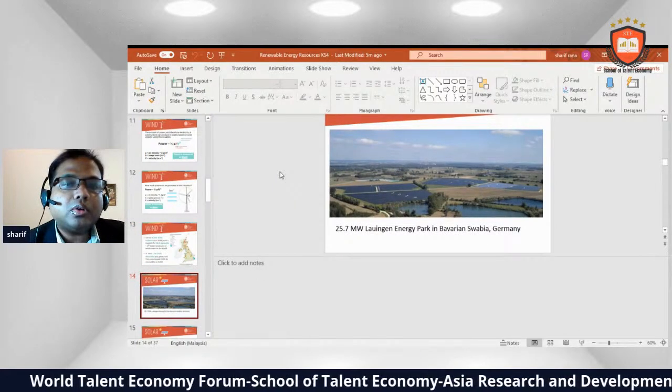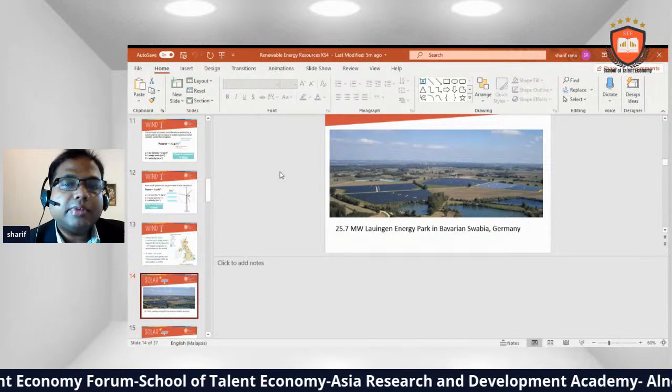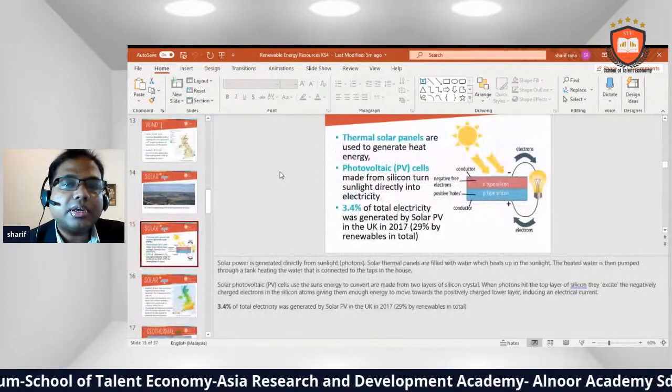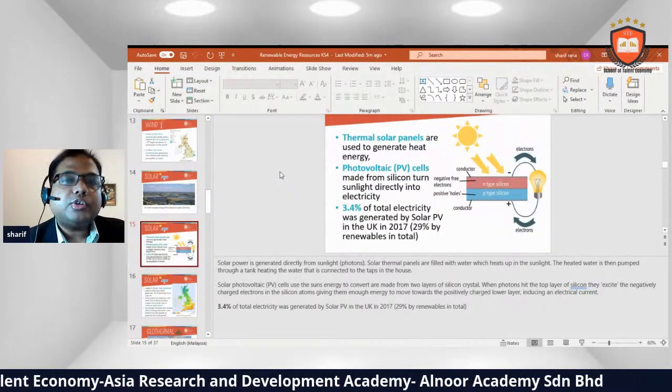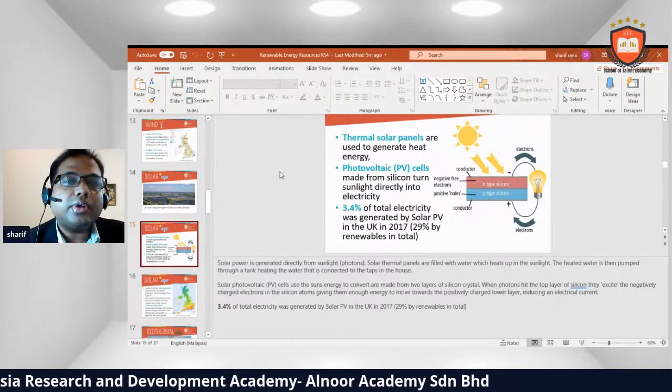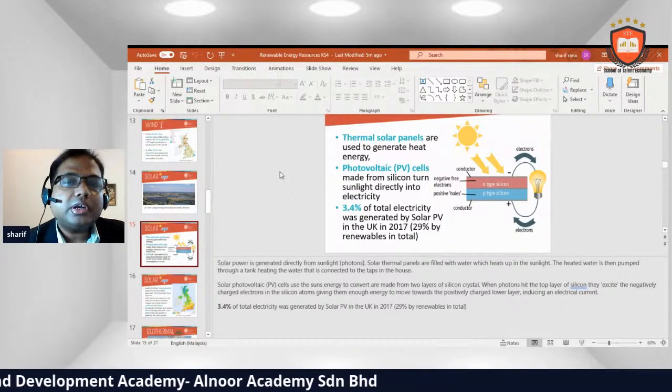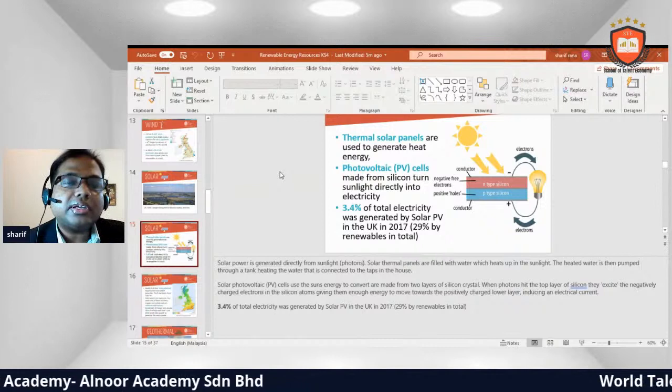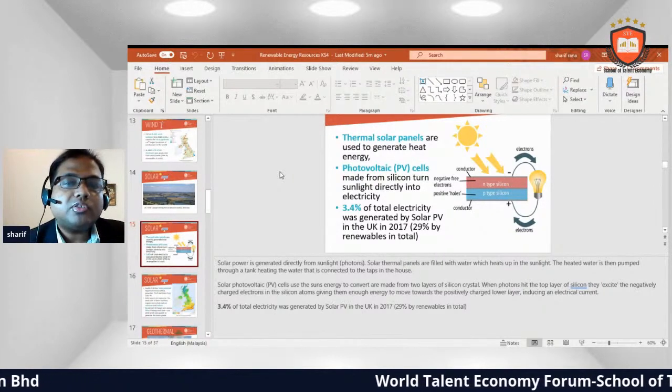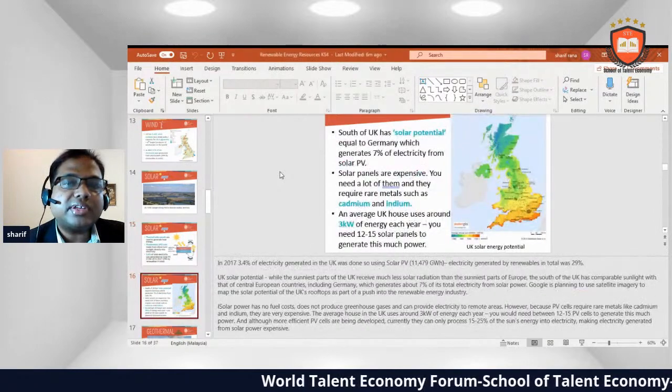A 25.2 megawatt solar energy park in Bavaria, Swabia, Germany. Thermal solar panels are used to generate heat energy. Photovoltaic cells made from silicon turn sunlight directly into electricity. 3.4% of the total electricity was generated by solar PV in the UK in 2017.